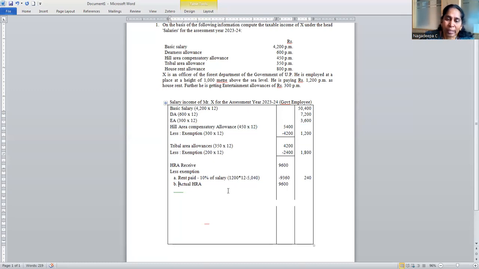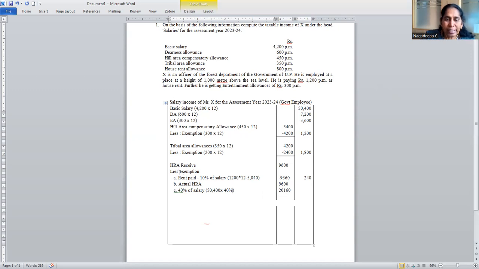Next one is actual HRA received. So actual HRA received is 9,600. That also we have taken. And third one, he is not staying in a metro city, so we will be considering 40% of salary. What is 40% of salary? That is 50,400, the total salary, into 40%, which is coming 20,160.